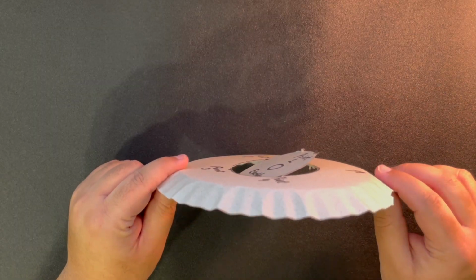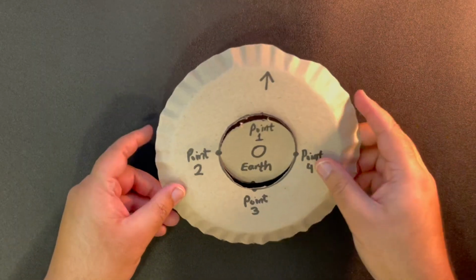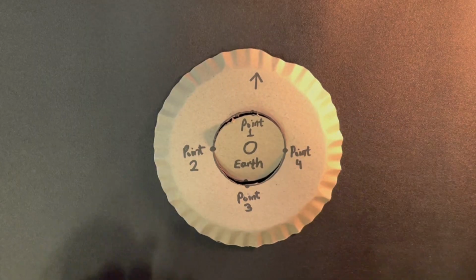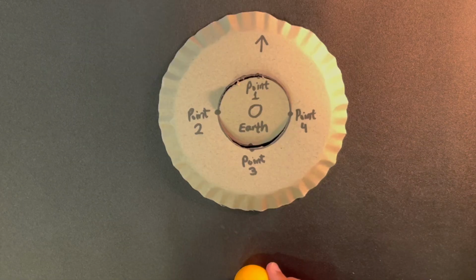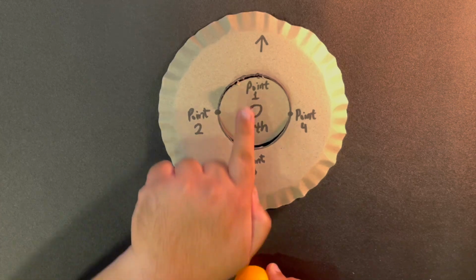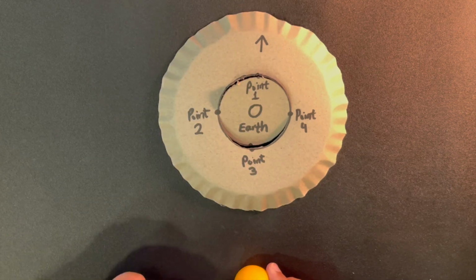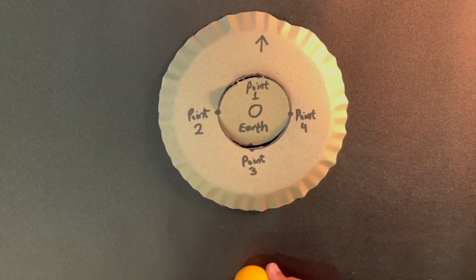Now it's time for us to test our model. Remember the ping pong ball? That represents the sun. Now, try to move the ping pong ball along the different points that you've written. Remember, at point 1 and 3, the sun and the moon are not in the same plane.